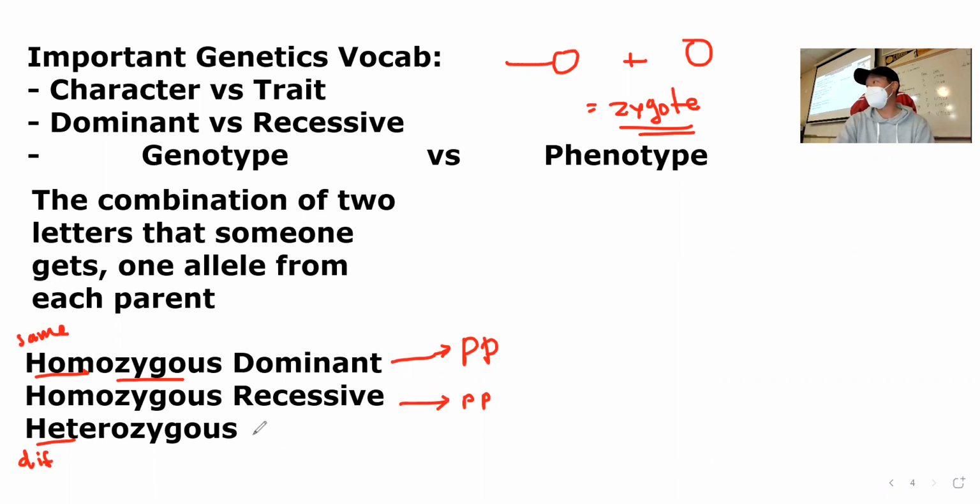How about the heterozygous? Do we need to say heterozygous dominant or heterozygous recessive? That's not necessary, right? Because when you say something is heterozygous, we automatically know that they have one dominant, one recessive. So they're going to be big P and little p.